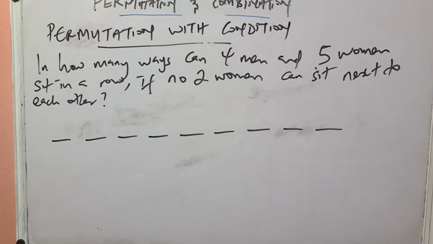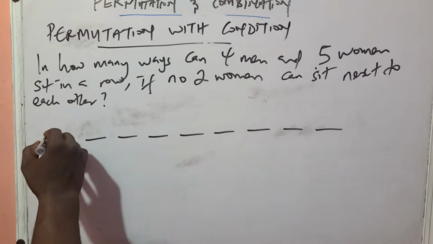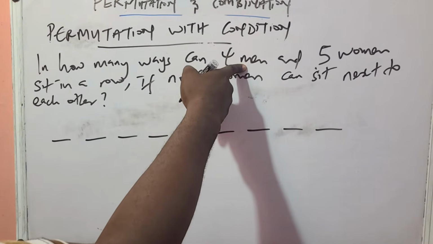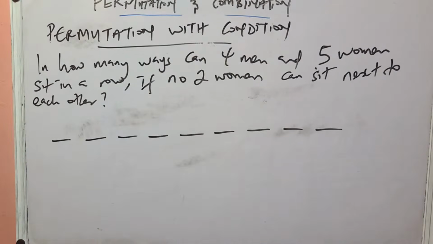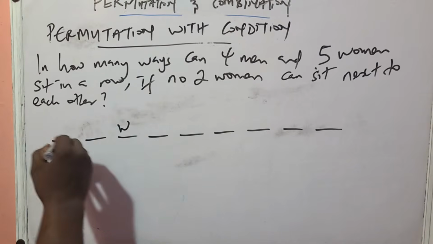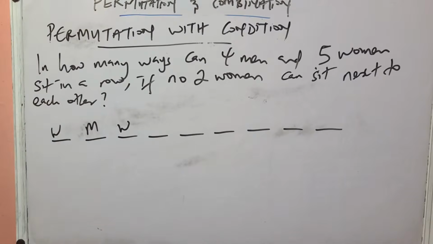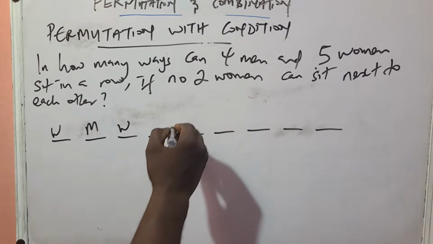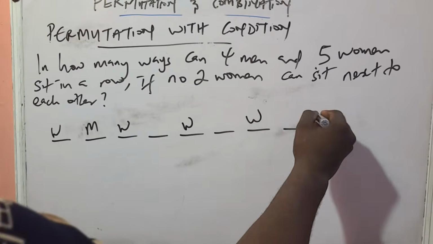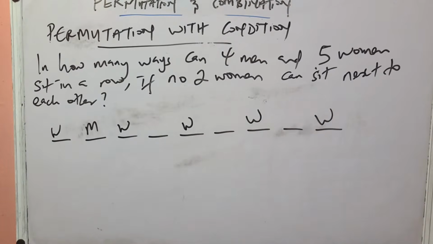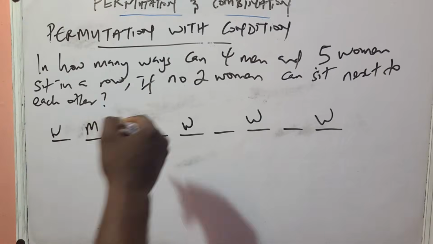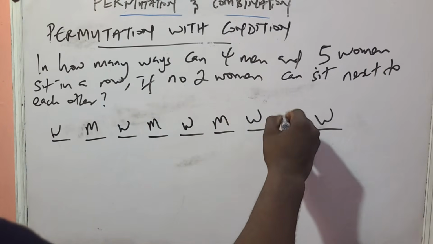So if you're going to arrange these women in such a way that no 2 women can sit next to each other, this is the arrangement you will have to follow. Women must come first because you have only 4 men. So the 4 men will be between 2 women. If a woman is here, a man must be here, because the man will be the one preventing them from sitting close to each other. So the men will be the ones sitting here.